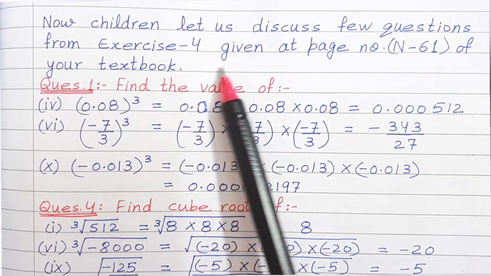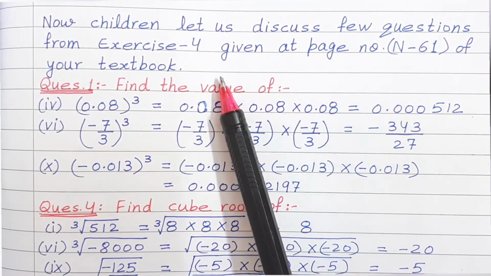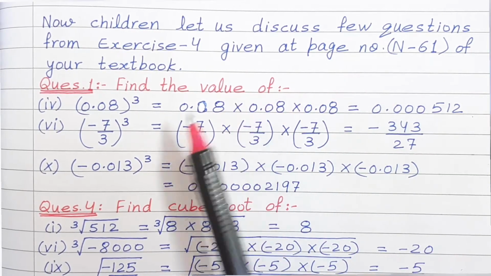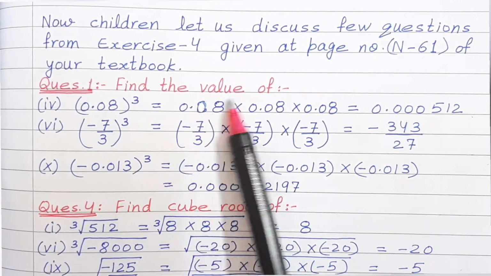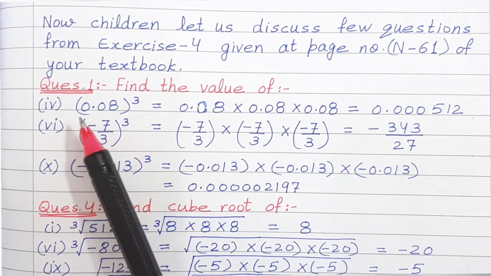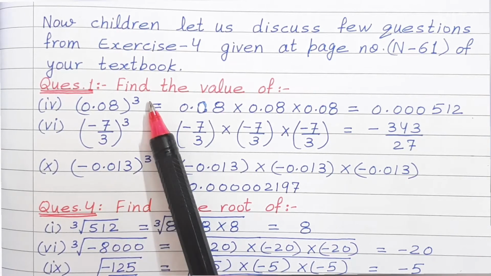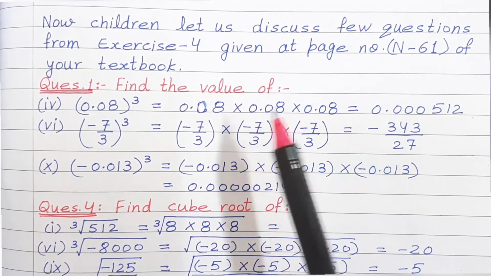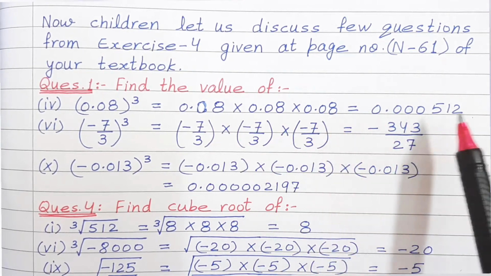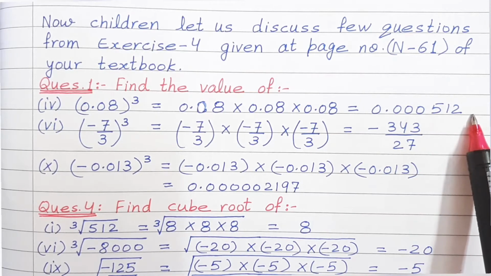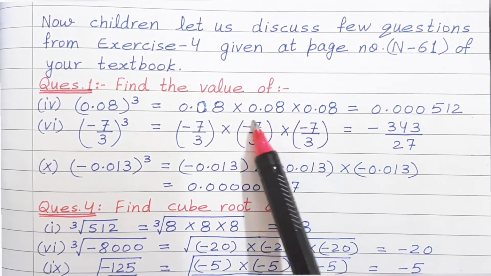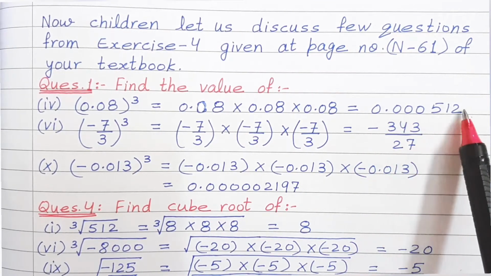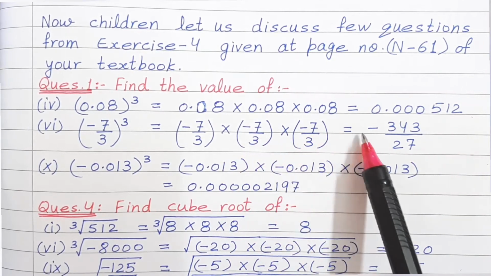Now children, let us discuss few questions from exercise 4 given at page number 61 of your textbook. Here question number 1 is find the value of. So 0.08 cube is, we are going to write it 3 times, right? So 8 into 8 into 8 is 512 and then put 3 zeros after the decimal. So it is 0.000512. You need to multiply 8 3 times here.